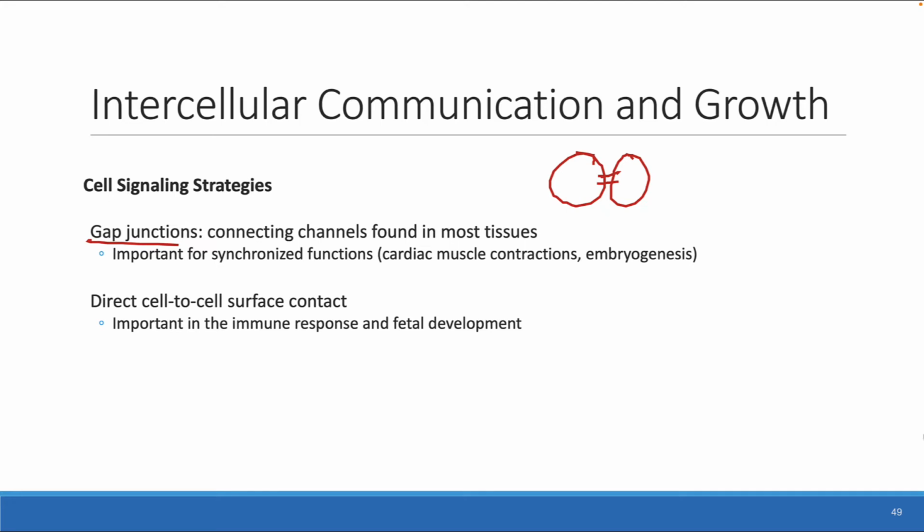So for instance, cardiac myocytes. We're going to be talking a lot about cardiac stuff, right? Because that's my background, so that's the thing that comes to mind when I'm describing most of this stuff. So these cardiac muscle contractions are synchronized in large part because of these gap junctions. But there's also direct cell-to-cell surface contact that can be involved in signaling. And this is an important thing in fetal development and also in immune responses.